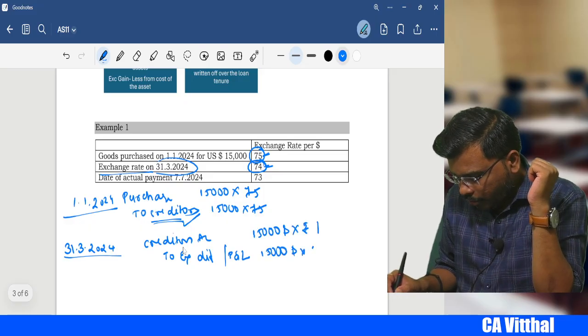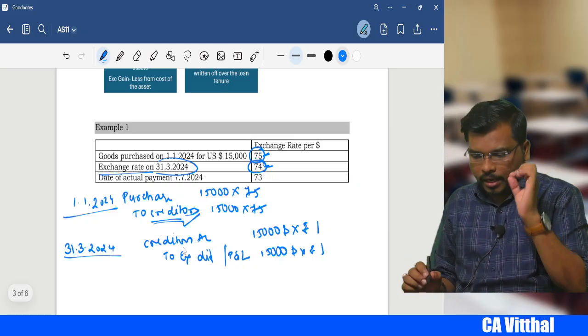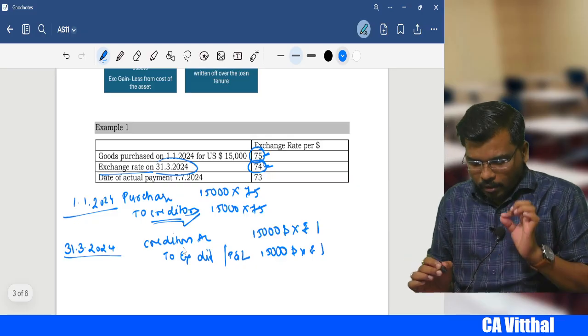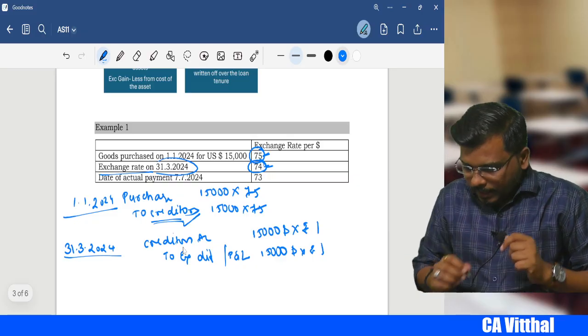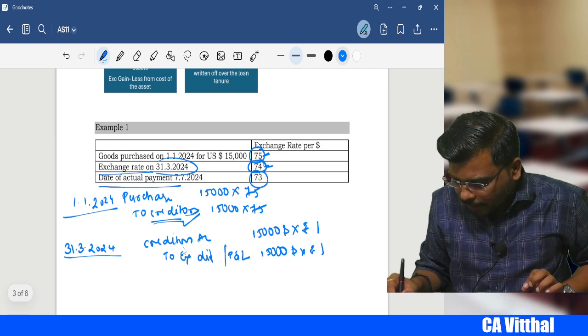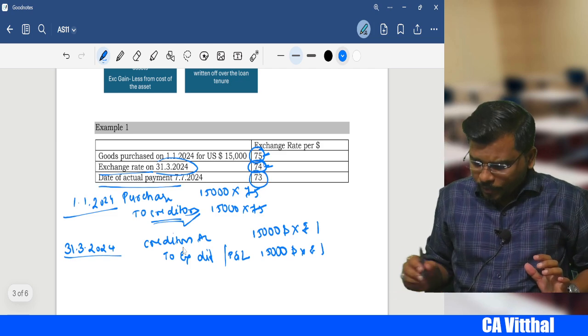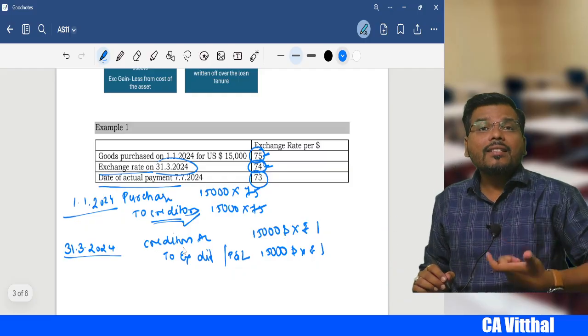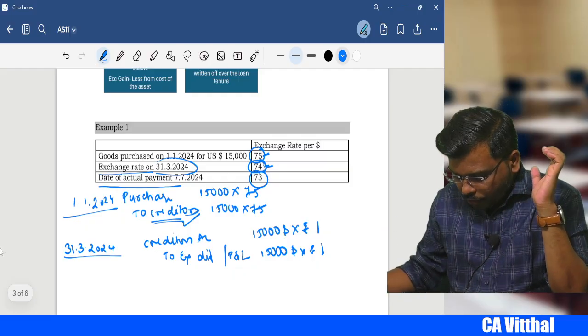$15,000 into rupees 1. Are you getting my point, right? This is what we need to do on the date of balance sheet. Next, on the date of settlement, actual payment. How much actually you are making the payment, sir? Only 73. But in my balance sheet, creditor at 74. Then what we should do, sir?